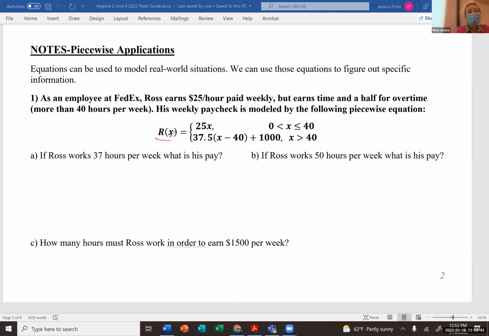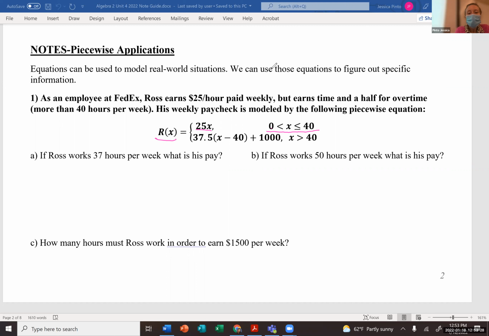Looking at this, we're calling it R of X because it's Ross's paycheck, and X is the amount of hours that he's working. And here, this 25X, remind your neighbor what that represents. And when does he earn the $25 an hour? Well, it says right here, when X is between 0 and 40. So what is meant by the X? Just the hours that he works. So more than 0 hours, but less than or equal to 40. So exactly 40 at the most.